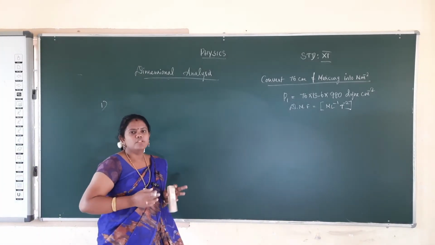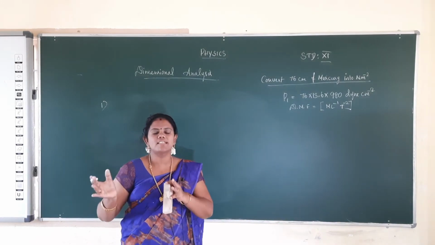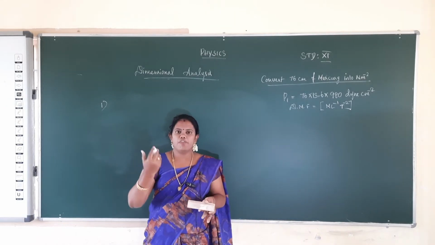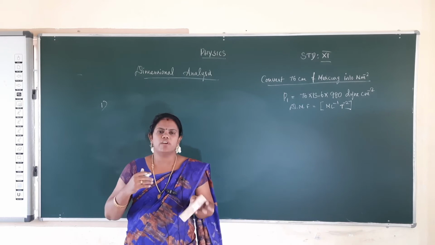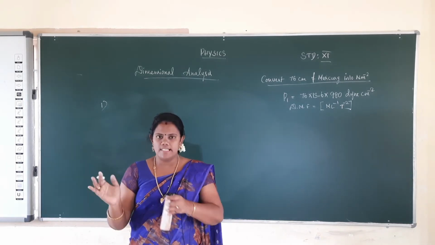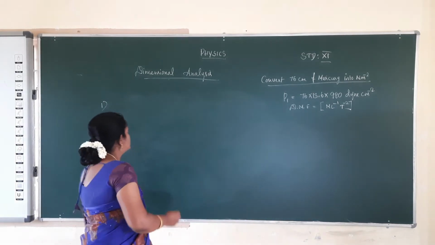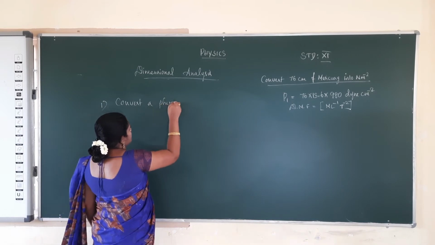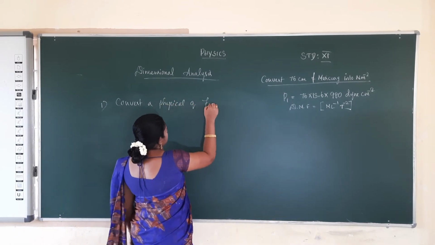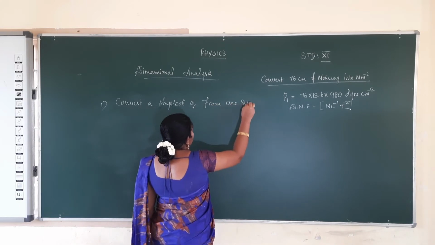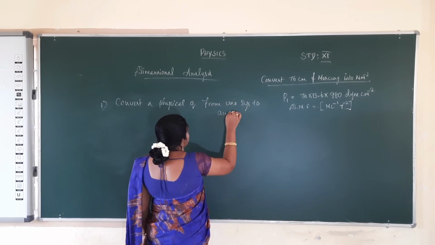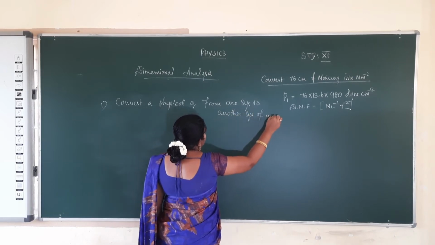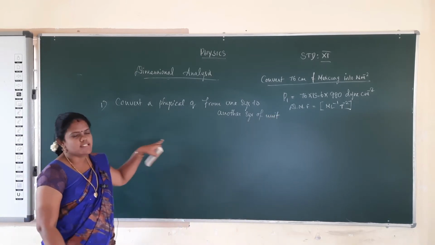What's the meaning of that, ma'am? To convert a physical quantity from one system of unit to another system. Various systems of units are there. Already I explained in the previous class. FPS, MKS, CGS, SI, various systems are there. We convert one system of unit to another system of unit. So the first application is to convert a physical quantity from one system of unit to another system of unit.